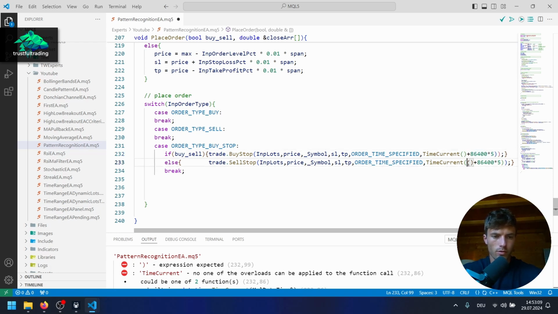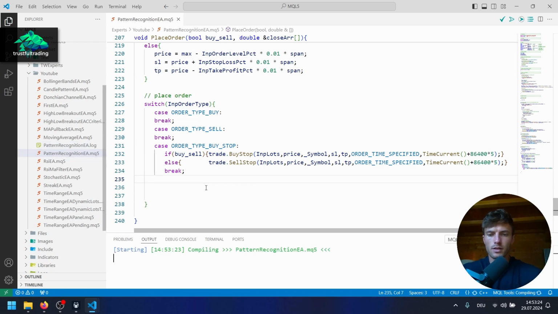Yeah, we don't need this bracket here. So just the current time with empty bracket plus the seconds per day times 5. And we also don't need a bracket here. Like this. And let's compile again.